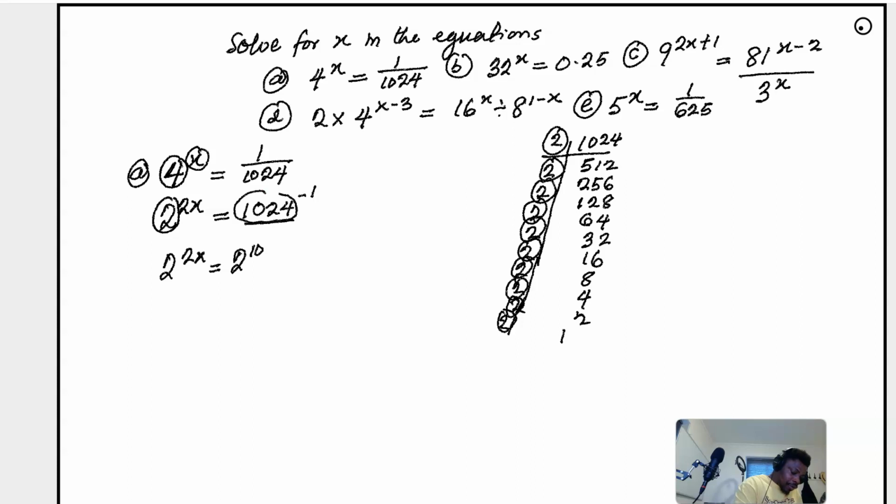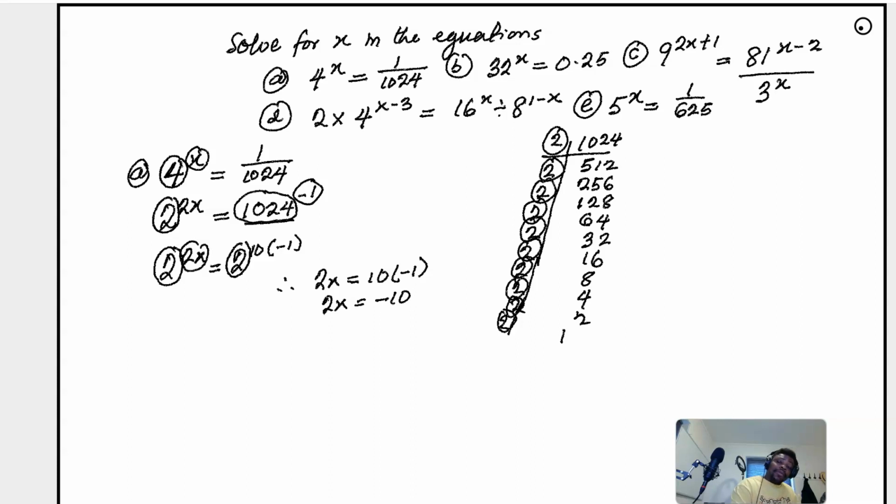That is 1024. Then you have minus 1, so bracket minus 1. So the base on the left hand side is equal to the base on the right hand side. That means powers are equal. So therefore 2x is equal to 10 bracket minus 1. So 2x is equal to minus 10. Remember, I'm looking for x. So I'll divide both sides by 2. So here, x is equal to, how many 2 can you get here? Minus 5. So, easy. Let's go to the next question.